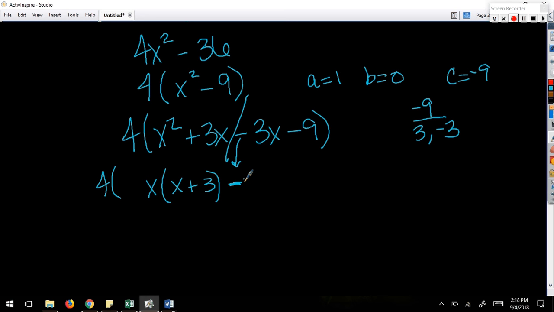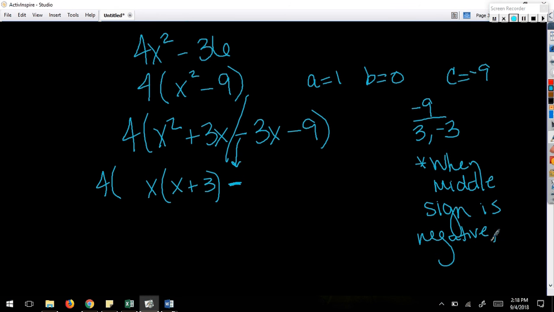So you might want to put yourself a note somewhere. When the middle sign is negative, change the last sign.